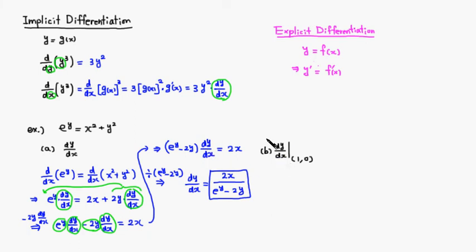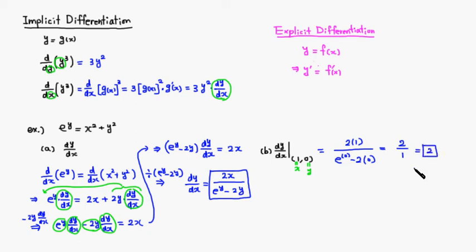Right, and part B of this question says that we want to evaluate this derivative at x equals 1 and y equals 0. So it's easy enough. We can just plug it in. So x is 1, this is the x value, and 0 is the y value. So it's 2 times x is 1, over e to the y is 0, minus 2 times 0. So this is going to be 2 on top, then e to the 0 is 1, minus 0, so it's 1. So the answer is 2.